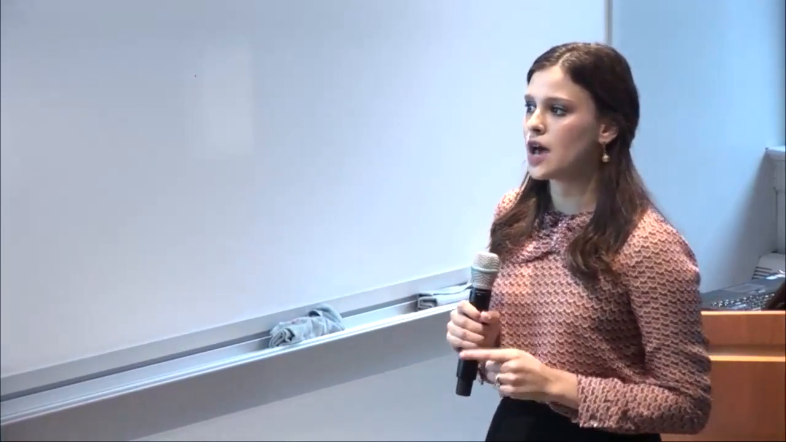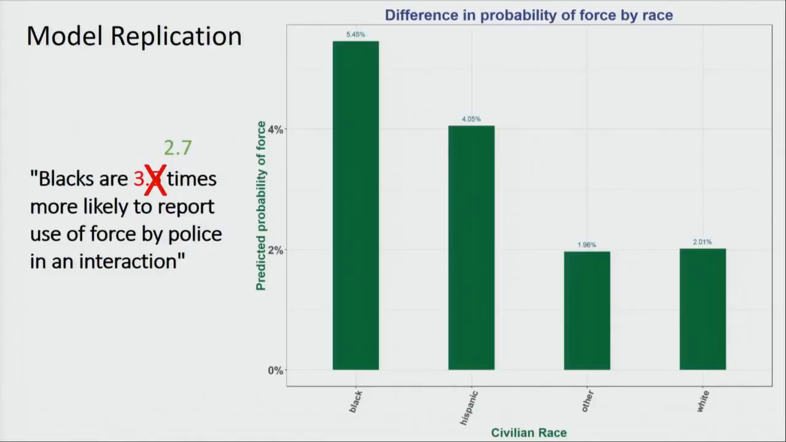Friar actually mentions in his paper that blacks are 3.5 times more likely to report use of force by police in an interaction. We're not sure if that's odds or probability. But looking at this plot, we came up with that blacks are 2.7 times more likely, and whether it was odds or probability, it's a difference.